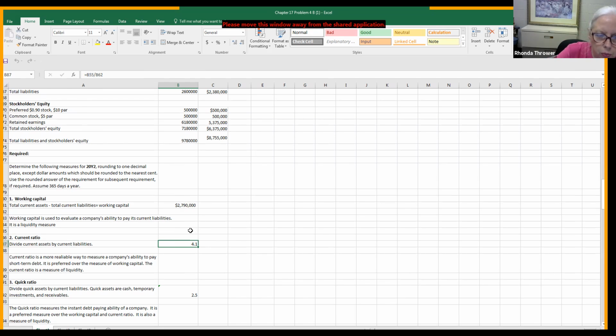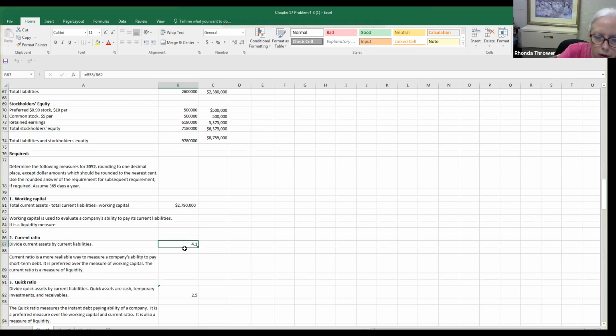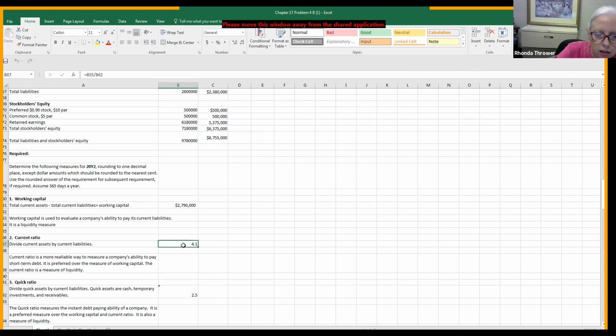And then you would also measure by the current ratio, where we divide the current assets by the current liabilities. And you would compare that with the years to see if there was an improvement or whether there was not improvement for this company. This will give you a measure of how well your company is going to be able to pay their short-term debt, such as accounts payable or short-term notes payable.